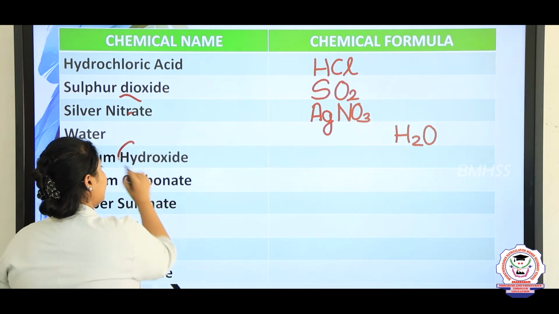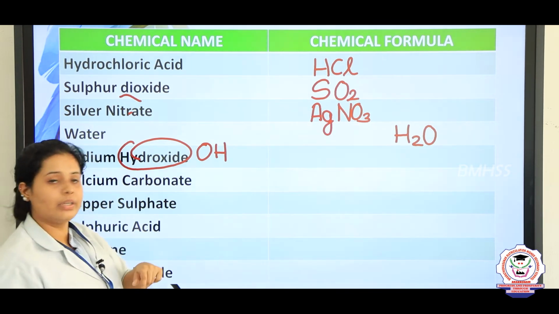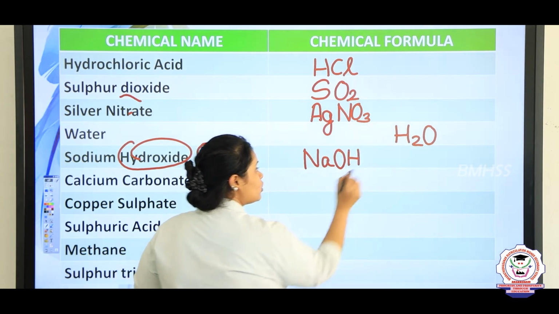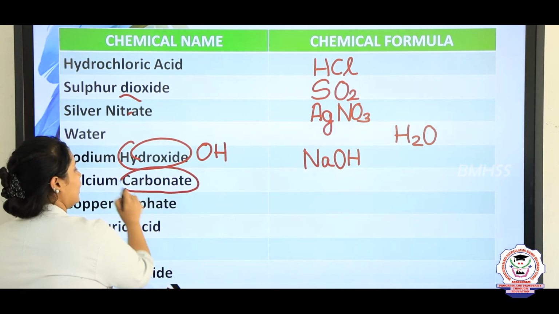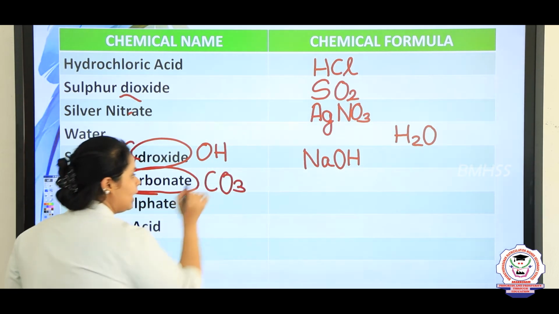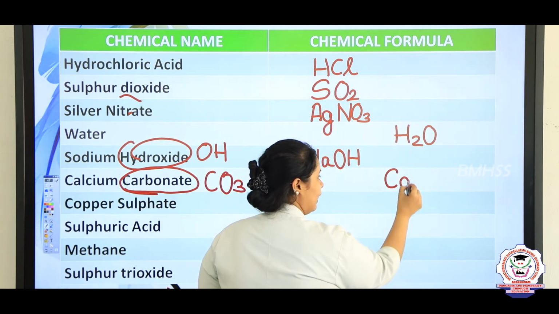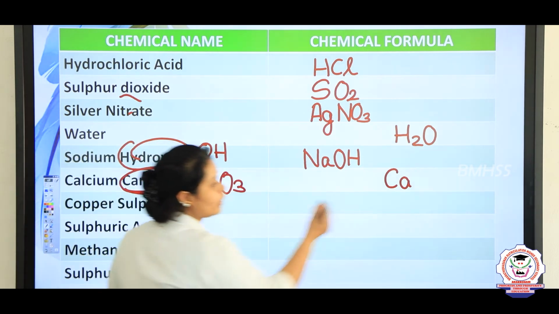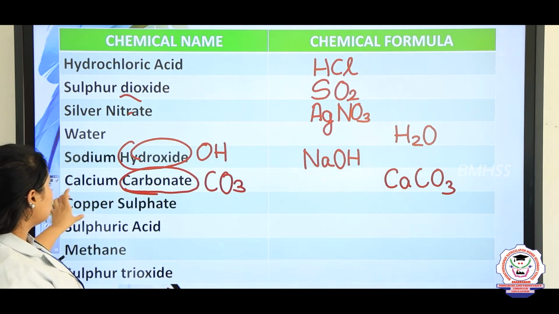Then sodium hydroxide. Children, hydroxide always denotes the presence of OH. Sodium is Na, and hydroxide we write as OH, so the formula will be NaOH. In the same way calcium carbonate. Carbonate is written as CO3, and according to the periodic table calcium is Ca, so you can write CaCO3.